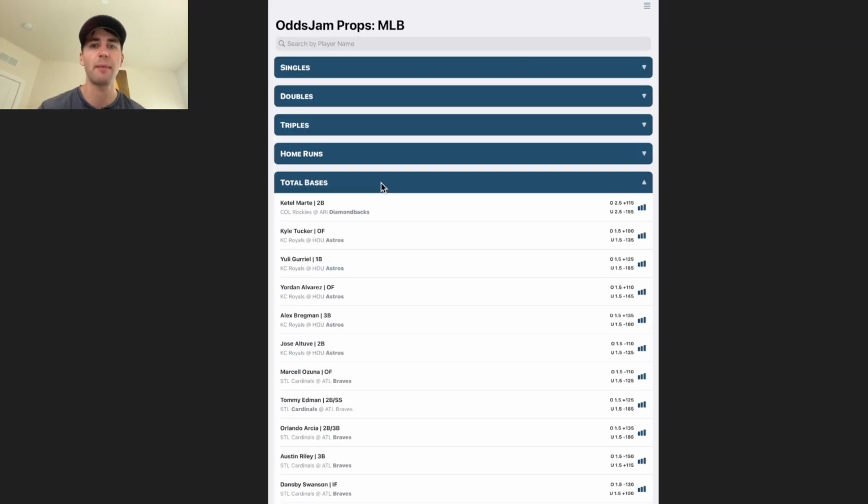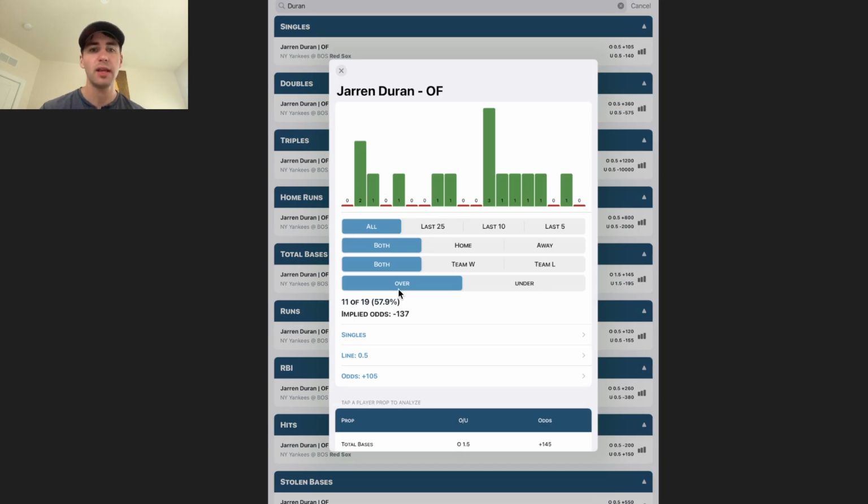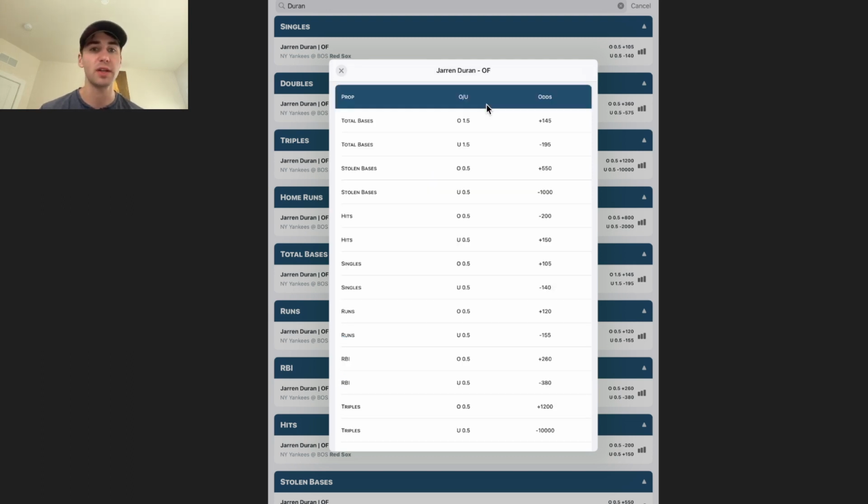So it also works on iPad, which is pretty cool as well. You can see the exact same information, split up trends however you want to, do research into players, and you'll see the best odds that you can get on that prop. So you can look at home runs, whatever you want to.